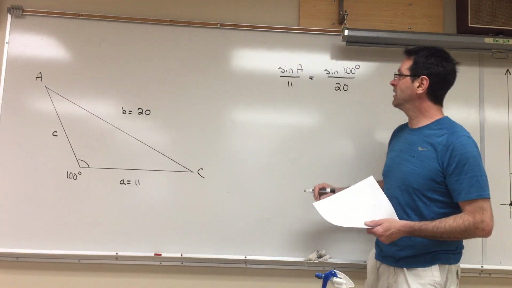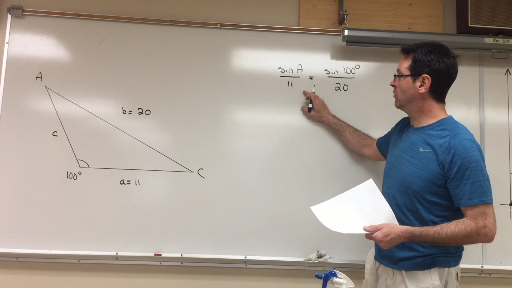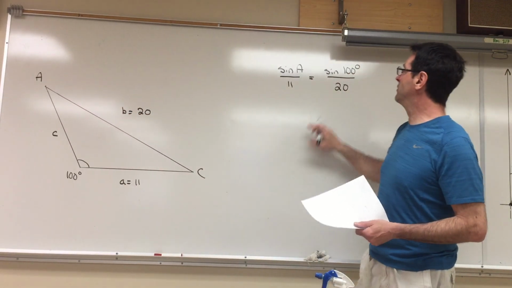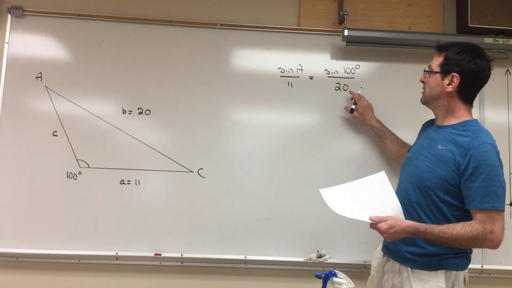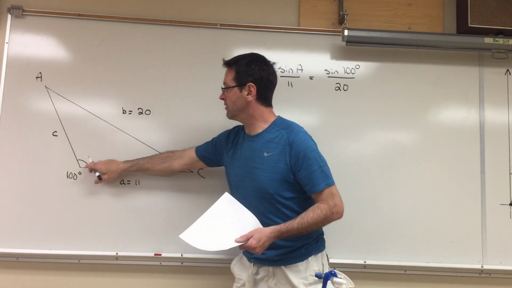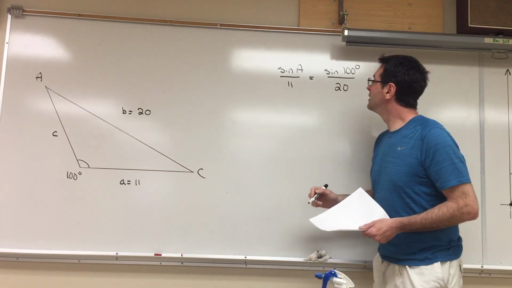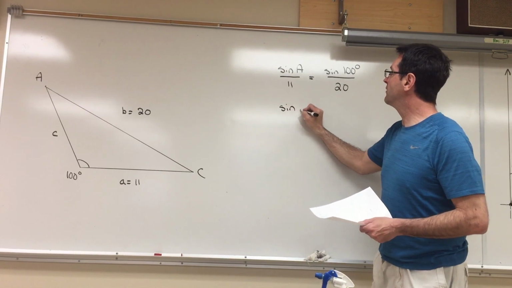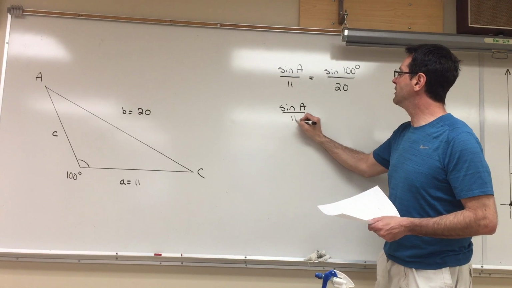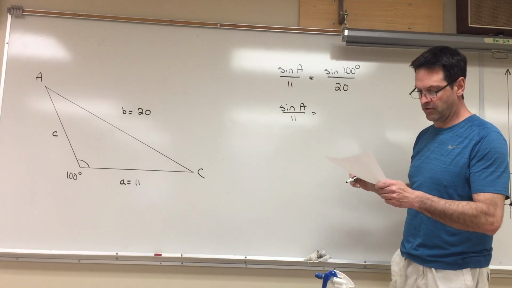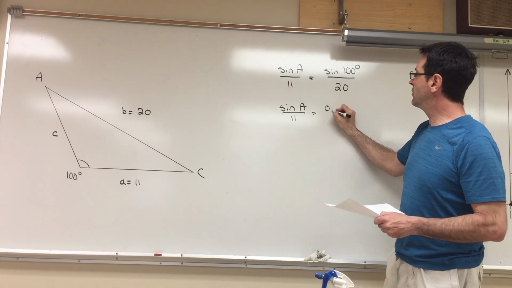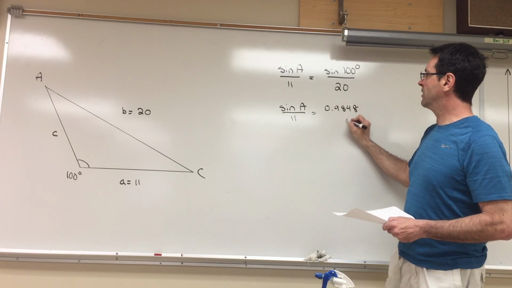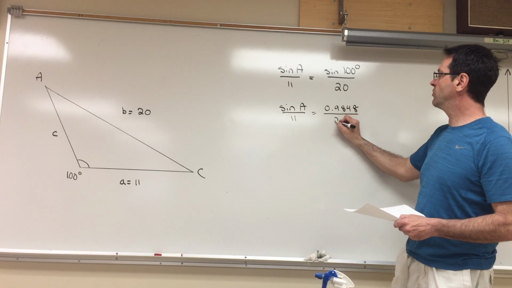So what we know about the sine law: the sine of angle A over 11, sine of A divided by its opposite side, is equal to the sine of 100 degrees divided by 20. Well, the sine of angle A over 11 is equal to, if we find the sine of 100, that works out to 0.9848 to 4 decimals, divided by 20.